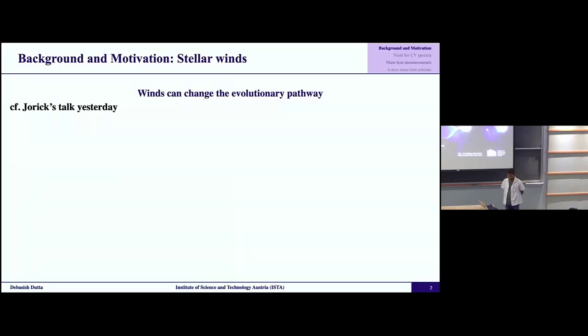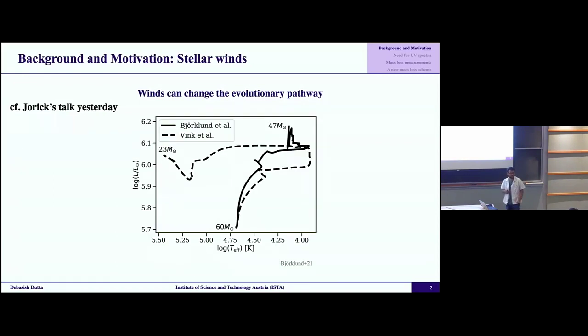I'd like to thank Yorick for a beautiful talk and highlighting the importance of stellar winds yesterday. I'd like to begin on a similar note to show you how strongly stellar winds can affect the evolution of a star. I'll show you these evolutionary tracks computed using two different wind schemes, and you can very clearly see from this figure that different wind schemes can lead to completely different evolutionary pathways.